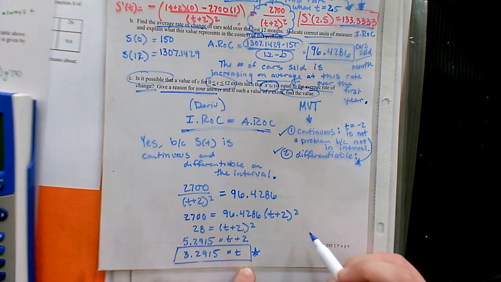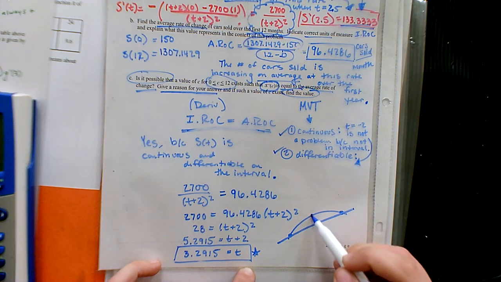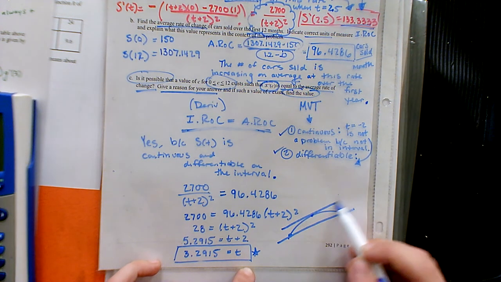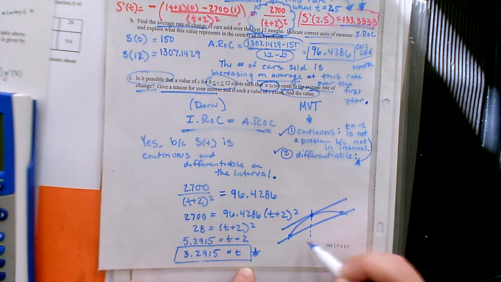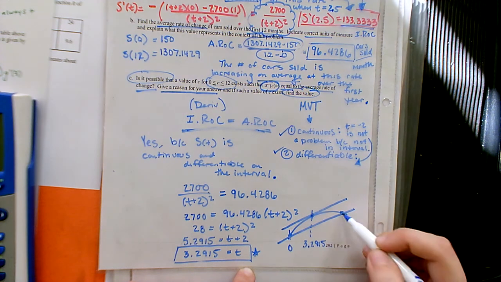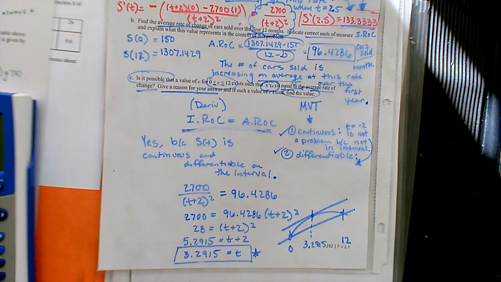Okay. Graphically, it seems like the average rate of change, the slope of the secant line, would be the same as a derivative, okay, aka slope of tangent line, and if this is a special spot, that's at 3.2915. So this was at 0 and this was at 12. Okay, so visually we can try to draw a little picture if that helps you. Are we doing okay so far?